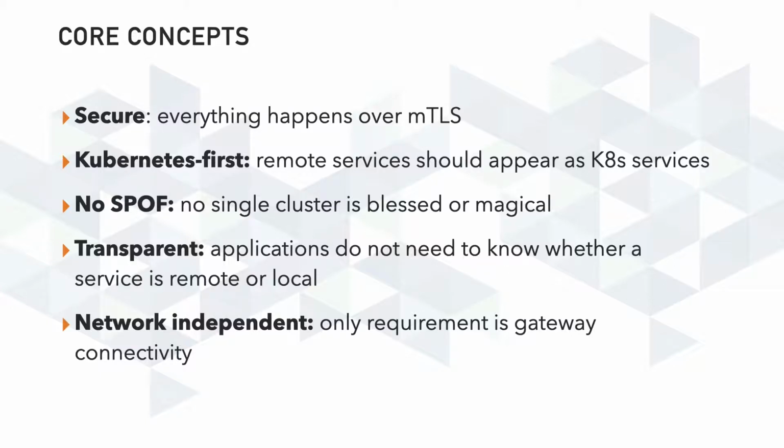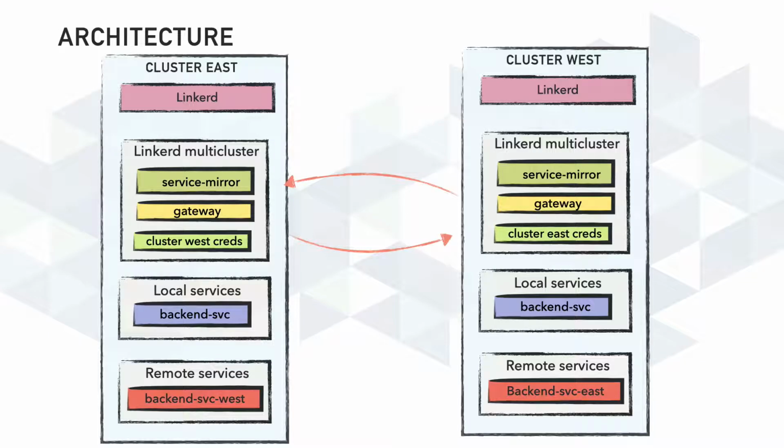So if we have to draw a diagrammatic representation of what our multi-cluster solution looks like, it looks like this. Imagine you have cluster east and west that you're going to see in the demo in a bit. Both are running Linkerd. It's important that Linkerd for both of these clusters is installed with trust roots, so the certificates share the same trust root, in order to enable mTLS across clusters.